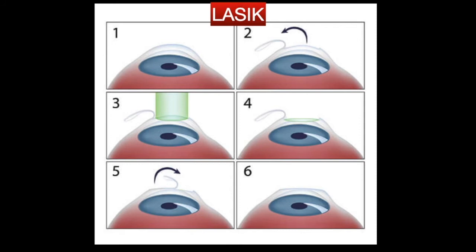The flap and bed repositioning takes about 2 to 3 minutes. So in all, the step of laser flap creation takes about 10 seconds, the laser application takes about 10 to 20 seconds, and flap repositioning takes about 2 to 3 minutes. So in all, this procedure lasts for about 4 minutes, and preparation to completion in all takes about 10 minutes for each eye.